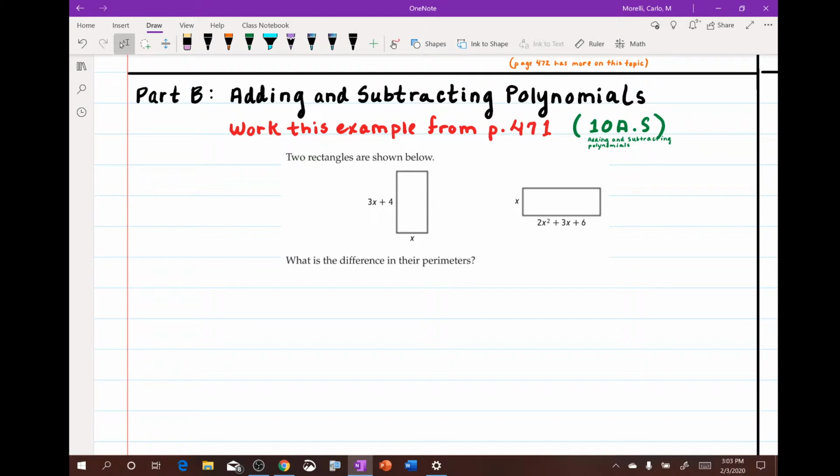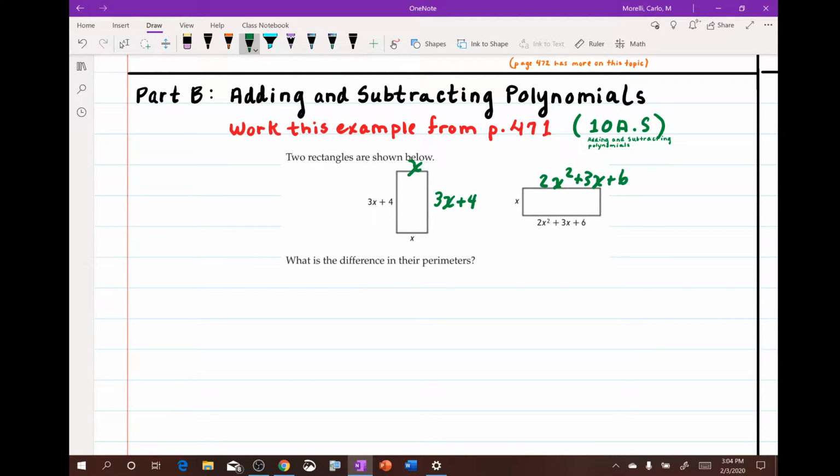Okay, so first it's asking us to find what is the difference in their perimeters. So I guess before we do anything, we better find what the perimeters are. What do we know about perimeter? Perimeter is all 4 sides. All 4 sides. But they only give us 2 sides, so we can't do it, right? Oh, so this would be 3x plus 4 as well. What would this be? X. How about over here? This would be 2x squared plus 3x plus 6.